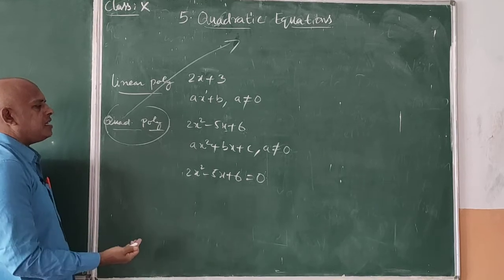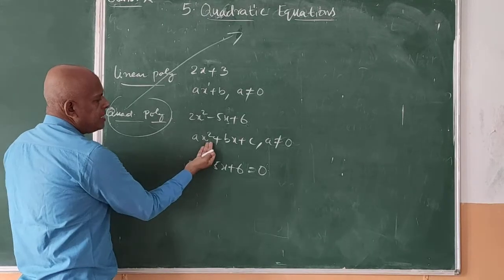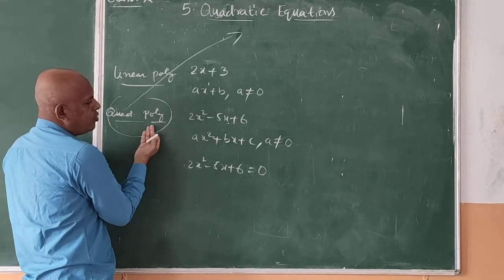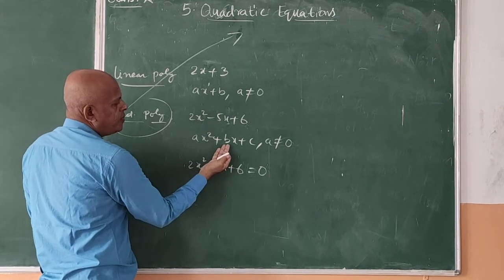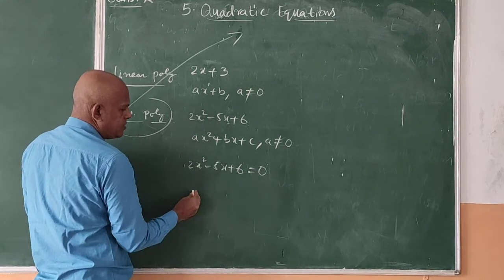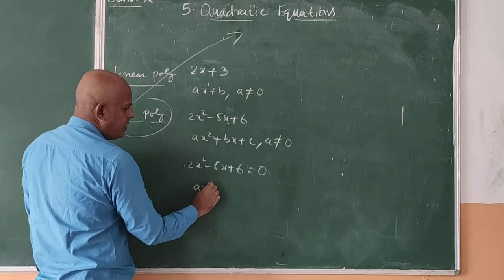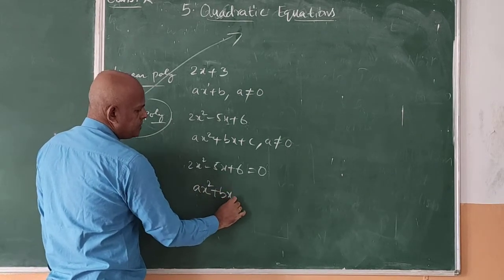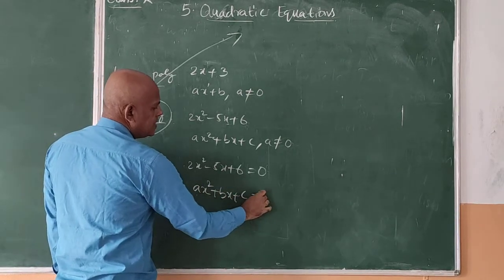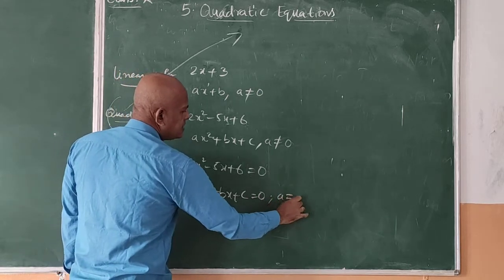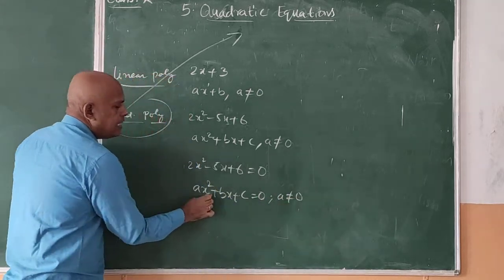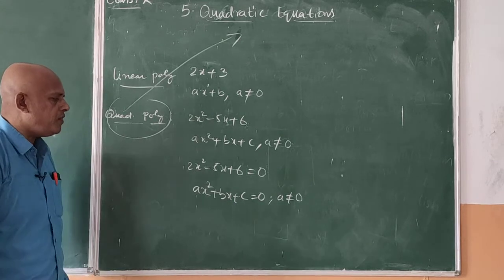Suppose if you want to write the general form of a quadratic equation, same here. This is the general form of quadratic polynomial. Suppose if you want to write the general form of quadratic equation, you can take is equal to symbol here. So the same way you can write ax square plus bx plus c is equal to 0, where a is not equal to 0, is the general form of quadratic equation.